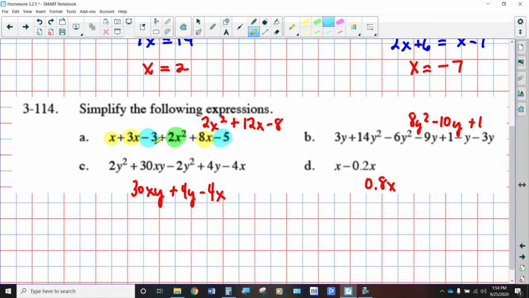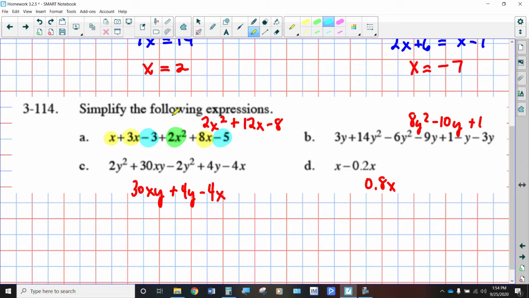So if you can color code them, sometimes that works nicely. What I used to do when I was in school was I would draw a box or a circle or a triangle around the terms that needed to be combined. So the 2x squared has no one else to combine with, so it's going to stay as 2x squared. The x, the 3x, and the 8x all get added together.